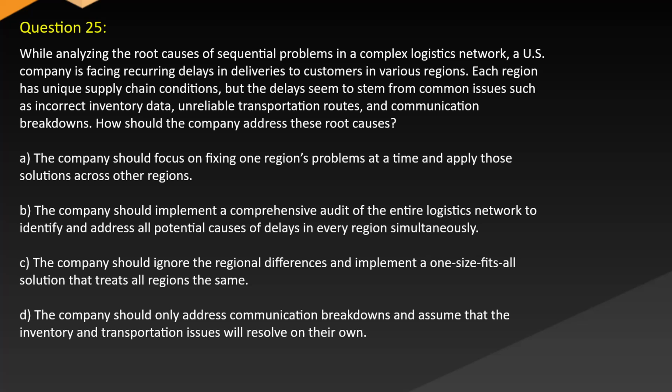A. The company should focus on fixing one region's problems at a time and apply those solutions across other regions. B. The company should implement a comprehensive audit of the entire logistics network to identify and address all potential causes of delays in every region simultaneously. C. The company should ignore the regional differences and implement a one-size-fits-all solution that treats all regions the same. D. The company should only fix communication breakdowns and assume that the inventory and transportation issues will resolve on their own.